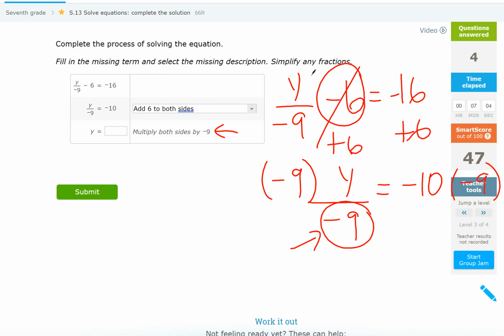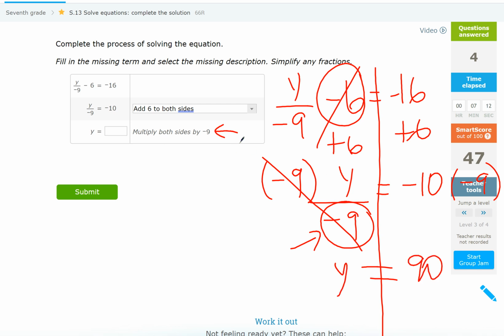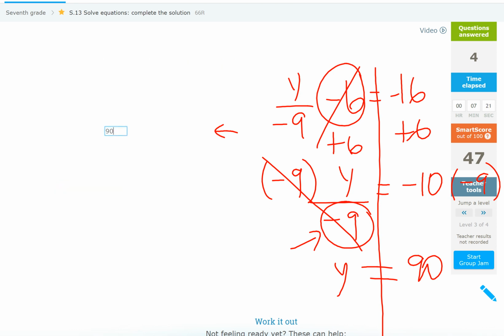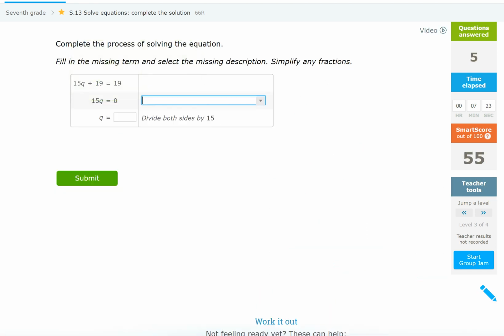So I multiply by -9, those cancel, keep everything organized, and y equals -10 times -9, which is +90. So as long as I do the math that I know I'm supposed to do, and then support myself with the steps they tell me to do, then I should have no issue doing these. Okay, so now let's go to the next level.